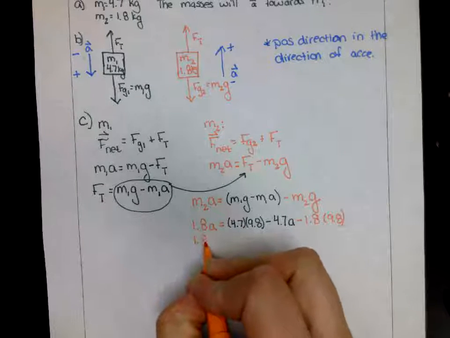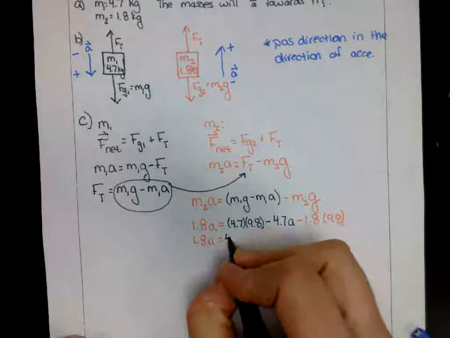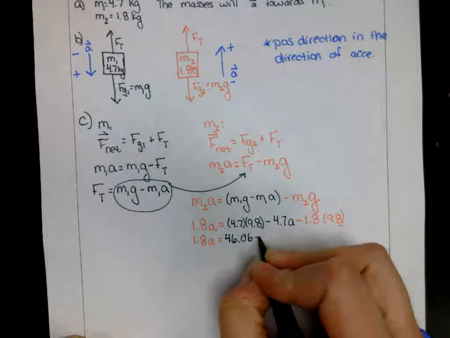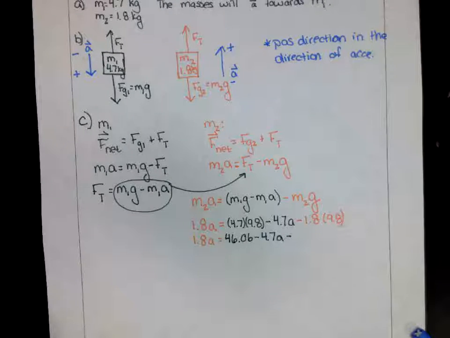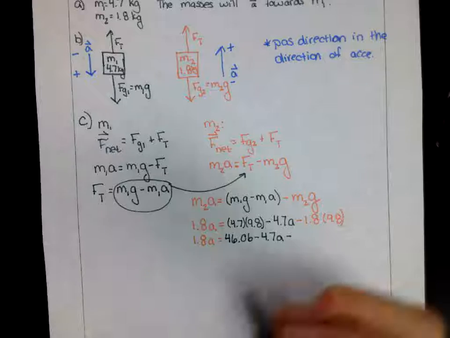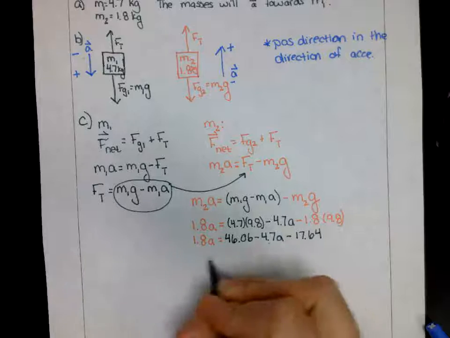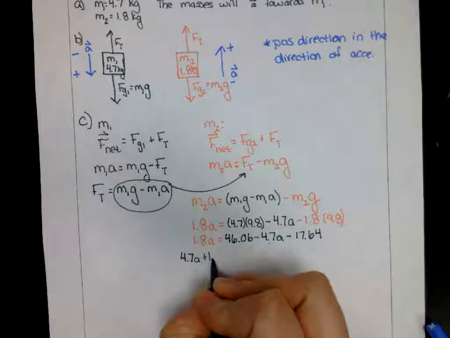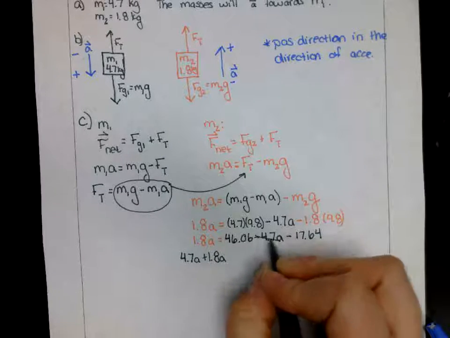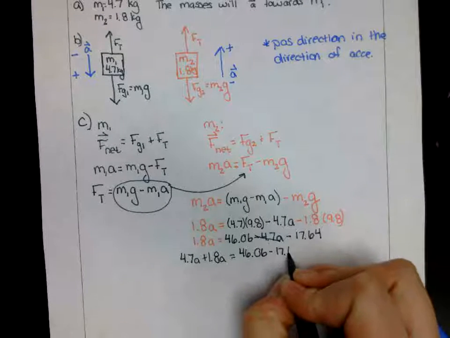So I'm going to get 1.8A equals 46.06 minus 4.7A minus 17.64. I'm going to collect my like terms. So 4.7A plus 1.8A equals 46.06 minus 17.64.